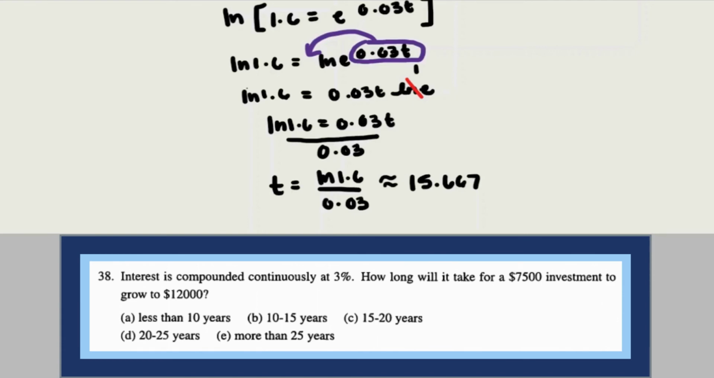So it gave us an interval of the time period. For A, less than 10 years, nope, because we got 15.667. For B it says 10 to 15 years. Ours is on the edge. We got a little over 15, so that wouldn't fit in our period. And then for C we got 15 to 20 years. So in this case, C would be our answer because we got 15.667. It's just a little over 15, which makes it between 15 and 20. So C would be the answer, number 38.